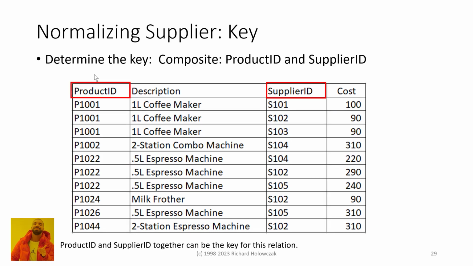Product ID and supplier ID together can be the key for this relation. So again, we'll have a composite key. We don't always have a composite key, but here in this example we do. So product ID and supplier ID is our key. What can we do immediately? See if you can guess the next step. As soon as we know what the key is, we can what?